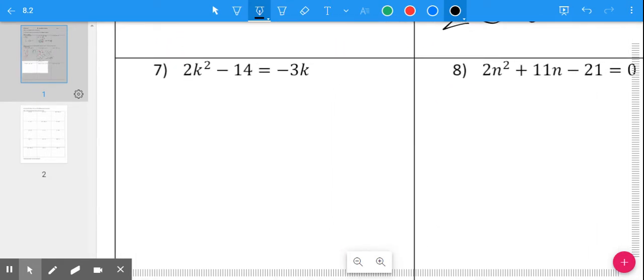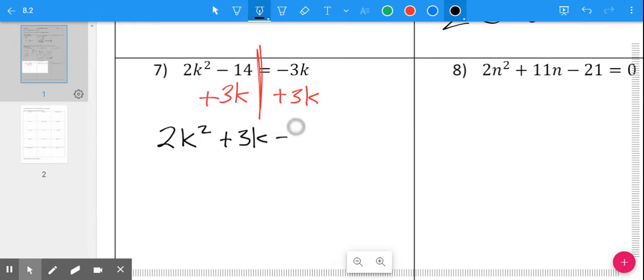The first thing I notice is that there's numbers on both sides of the equal sign. It's not already set equal to 0, so we have to get it equal to 0. The way to do that is we have to move this 3k by adding it on both sides. So now we have 2k squared plus 3k minus 14 equals 0. Now we can go through and factor this.